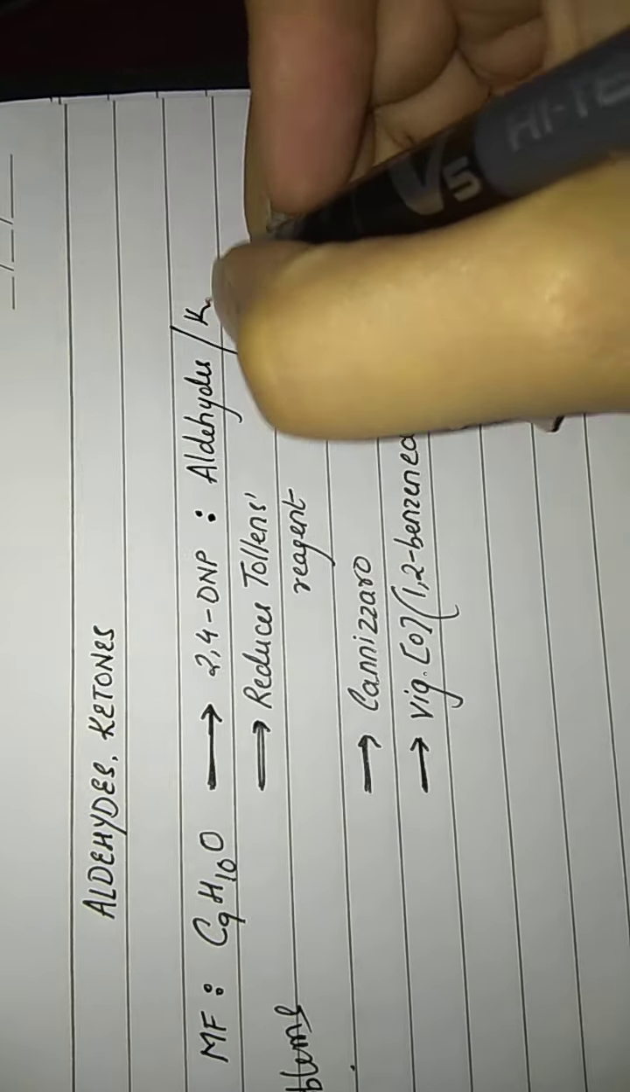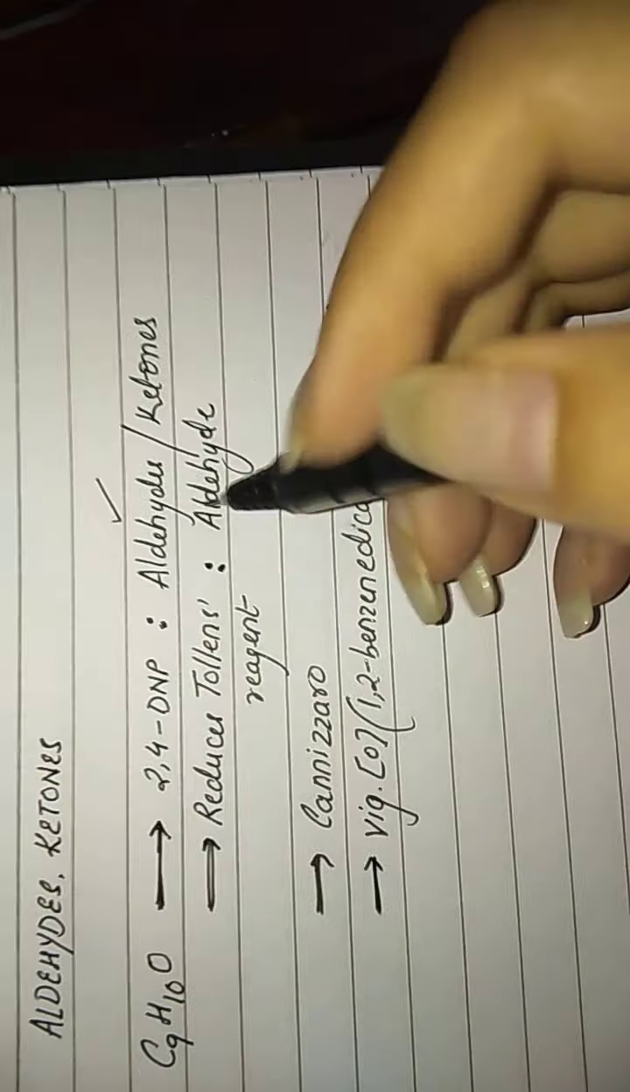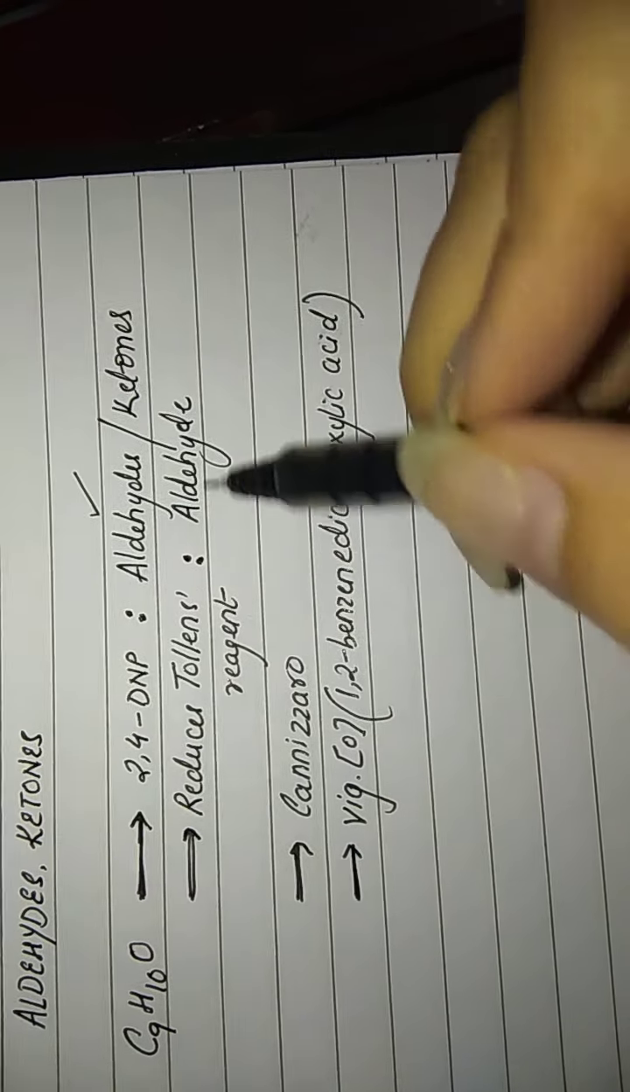Let's move to the next information that they are giving us. It says that it reduces Tollens reagent. Now Tollens test is a distinguishing test for aldehydes. That means if it is reducing Tollens reagent, it must be an aldehyde, because ketones do not give the Tollens test. So from this information, we get to know that this compound is an aldehyde and not a ketone.